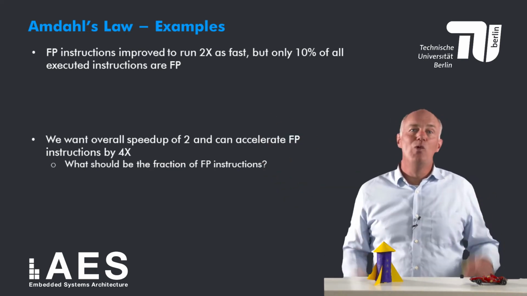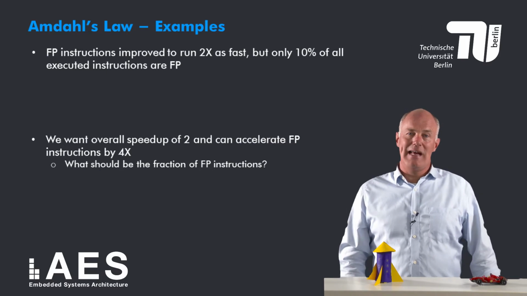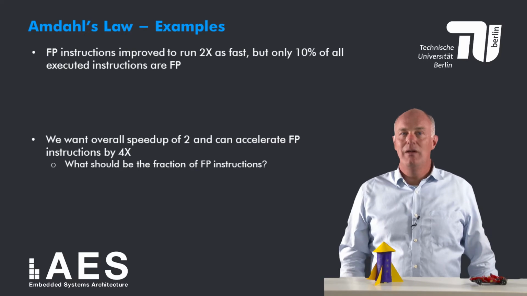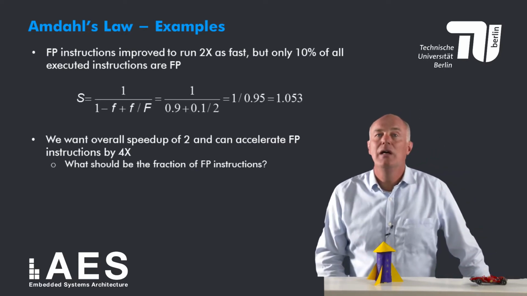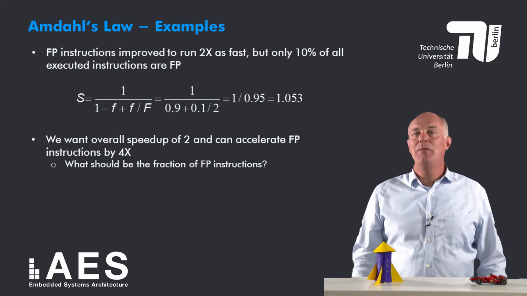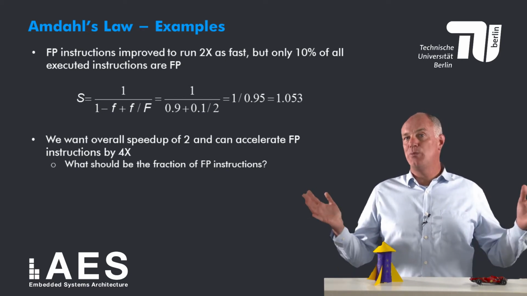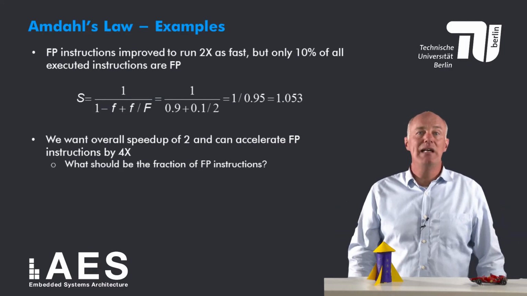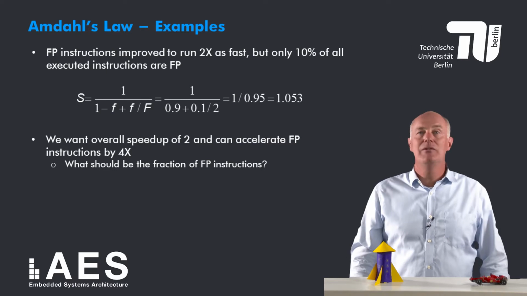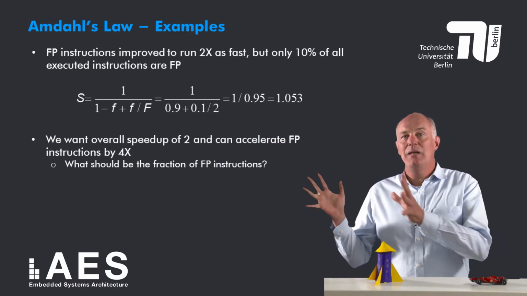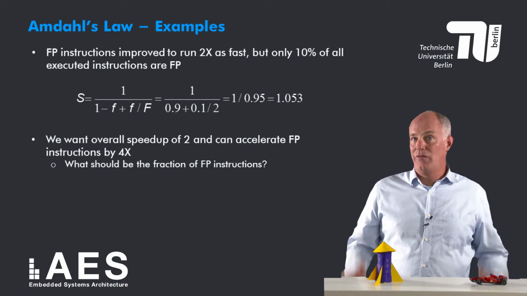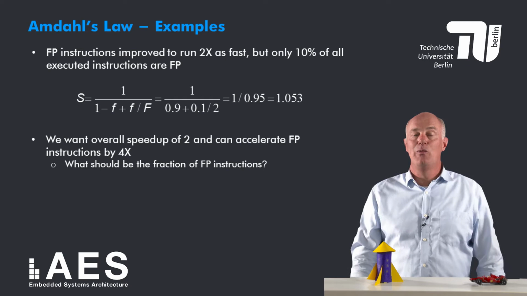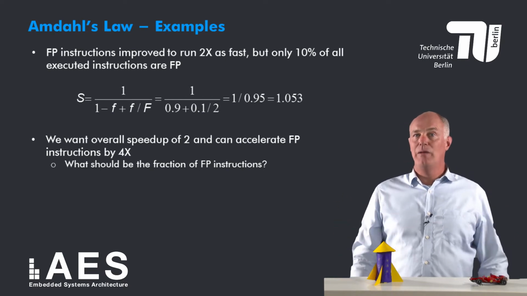Somebody else in the back of the room once attended a lecture about Amdahl's law and answers, "I can calculate that." He writes down on the whiteboard, the overall speed up S equals 1 divided by the fraction that is not improved, 1 minus small f, plus the fraction that is improved, small f, divided by the factor of improvement, big F. This equals 1 divided by 10% is improved, so 90% is not improved. So 0.9 plus 10% is improved divided by 2, the factor of improvement.